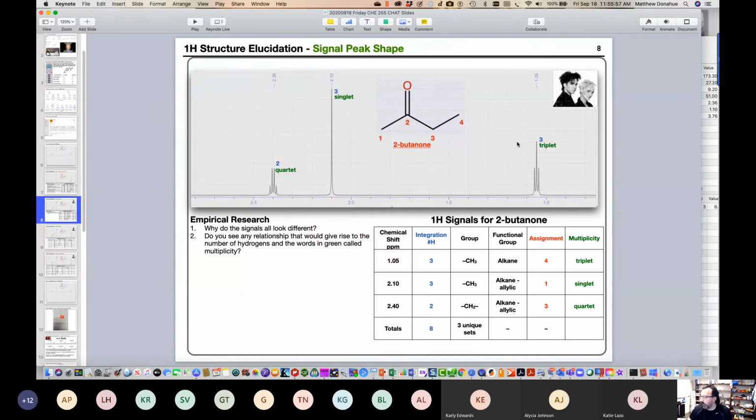Now let's consider this peak here, where we assign this triplet belonged to this methyl group. That integrates to 3. Why does this methyl group look like a triplet? How many neighbors does this have?